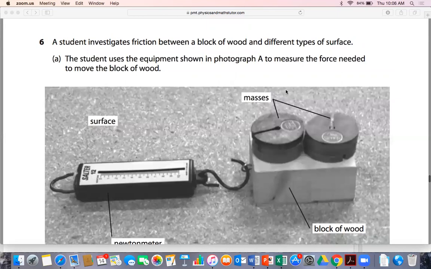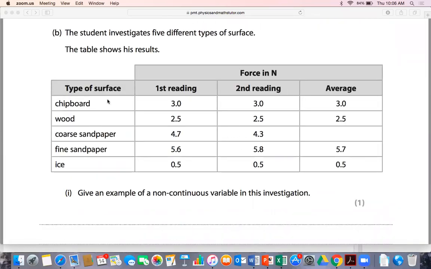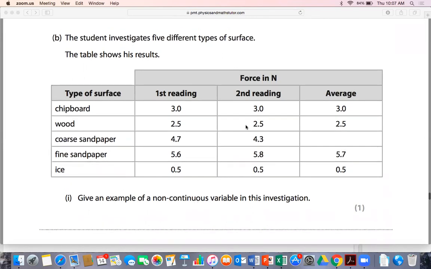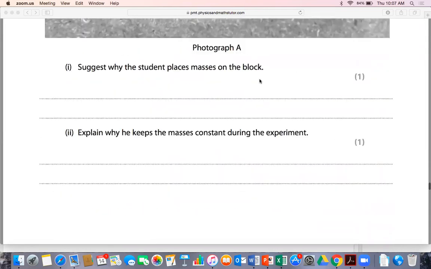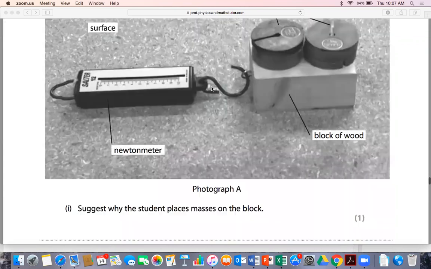What am I changing? The type of surface. The mass is the same. The type of surface is changing. Okay, the type of surface is the one that I'm constantly changing, so it's a non-continuous variable. It's another word for manipulated variable. So what I'm changing is the type of surface. What am I measuring? My responding variable is the average force, which is basically the friction.